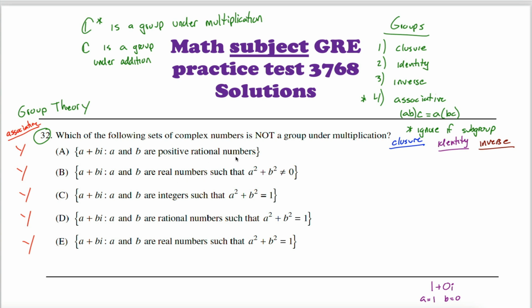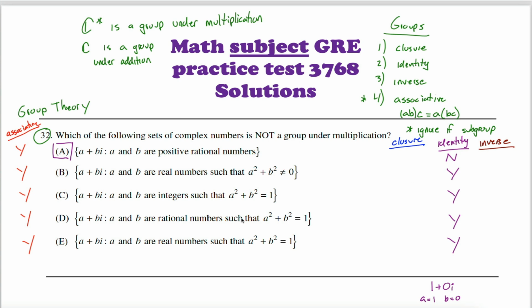But then when you get up here to part A, 1 and 0 are not positive rational numbers. All right, 0 is not positive. So because 0 is not positive, 1 plus 0i, the identity element, is not in this first set. We don't even need to check anything else. We're done with the problem. A is not a group under multiplication.